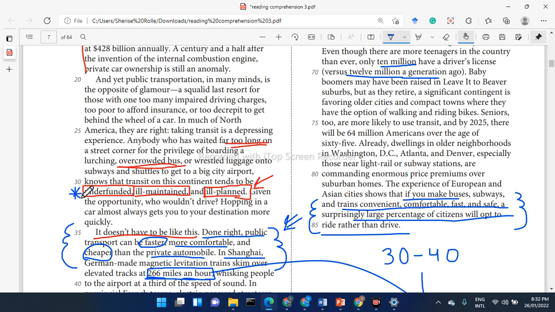Any other one? I like underfunded. I still don't know the meaning of the word ill-maintained. What word? Ill-maintained.